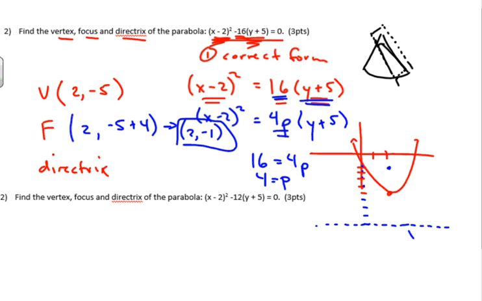So this is going to be an equation of y equals, in this case, we're going to take our y, subtract 4. So take from our vertex, -5, minus 4, which is our p-value. You notice that. So we have y equals -9. All right, y equals -9.